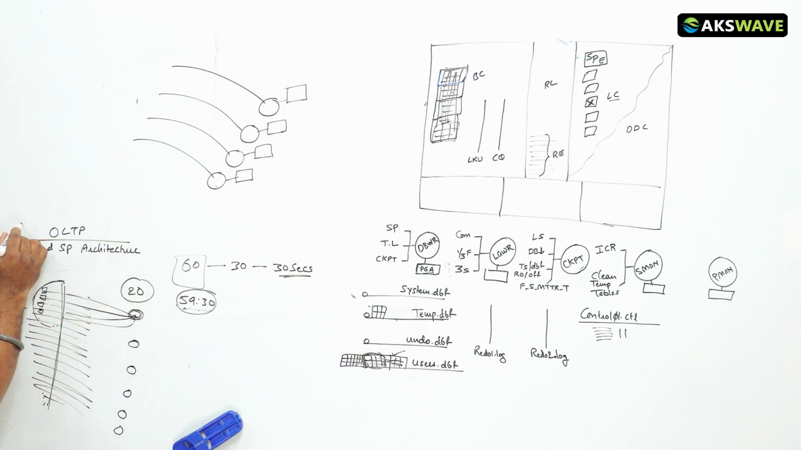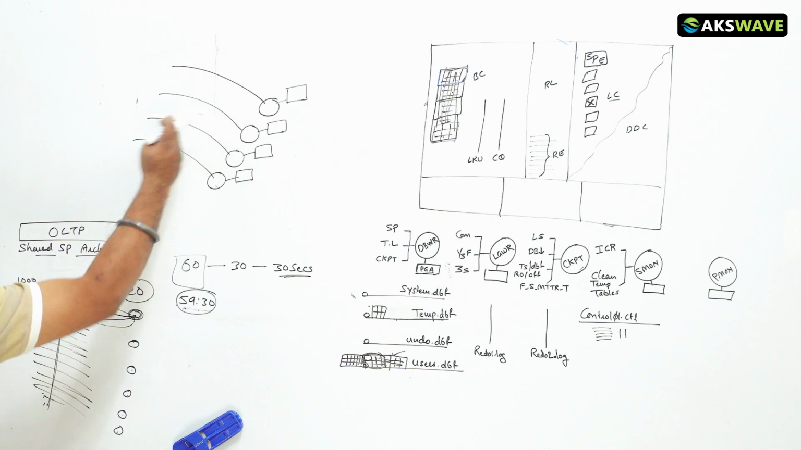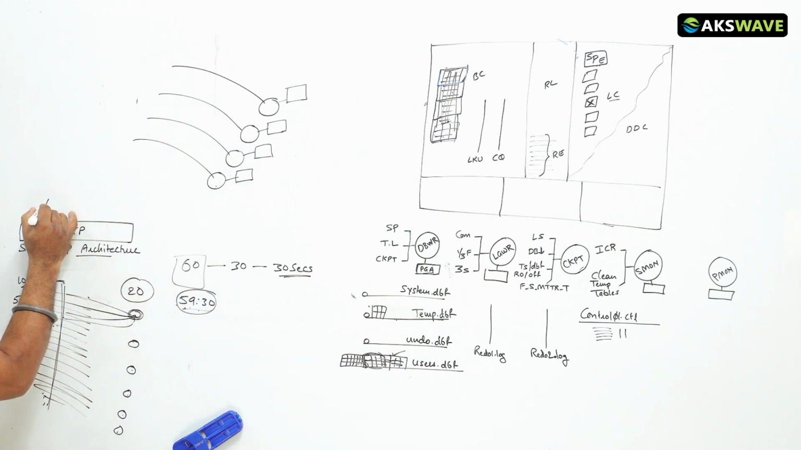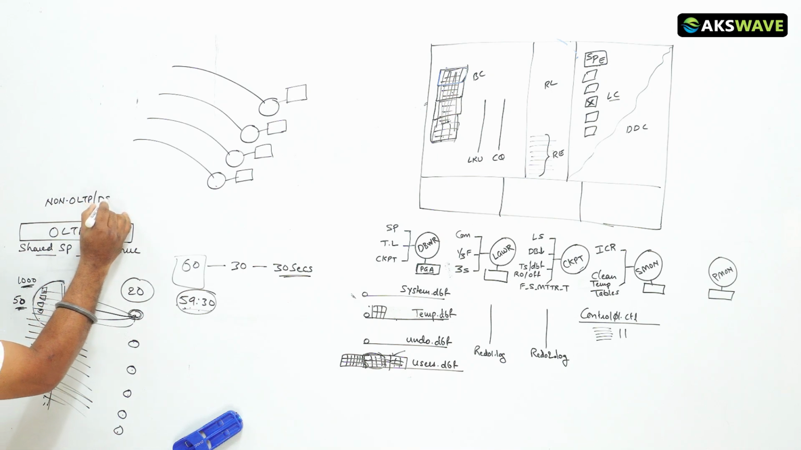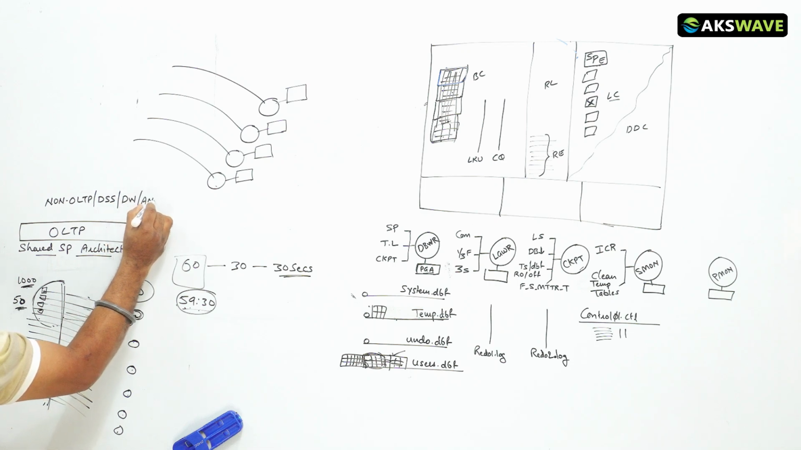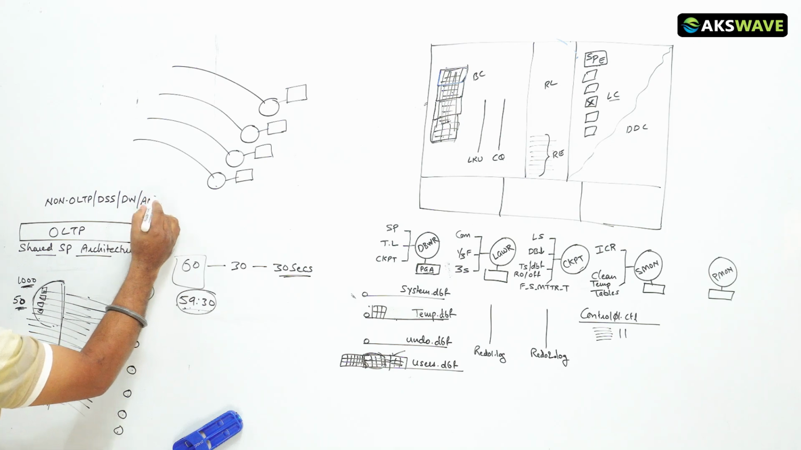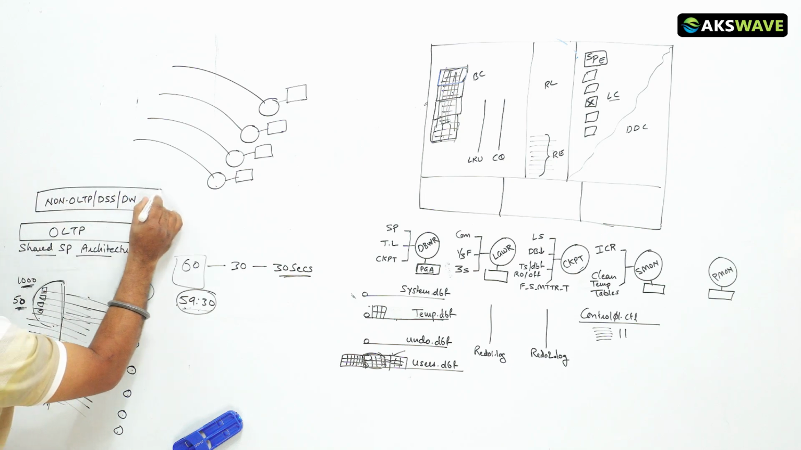What architecture is it? Shared server process architecture. The server processes are actually shared by multiple users. Getting my point? Now, there is another kind of architecture, other than the above one. These are actually non-OLTP. We call them decision support systems, or data warehouse, or analytics, whatever the names are. There are N number of different non-OLTPs, right?